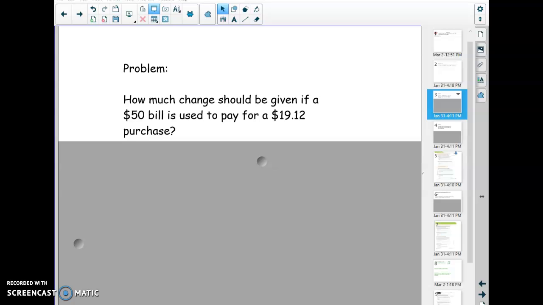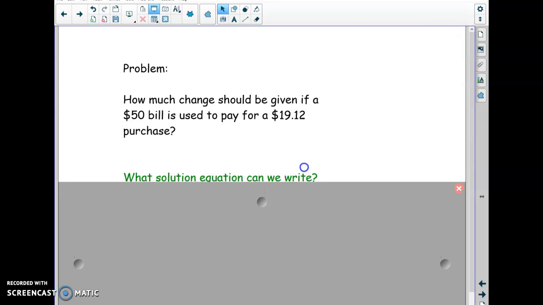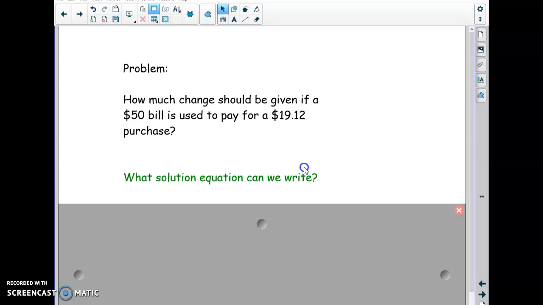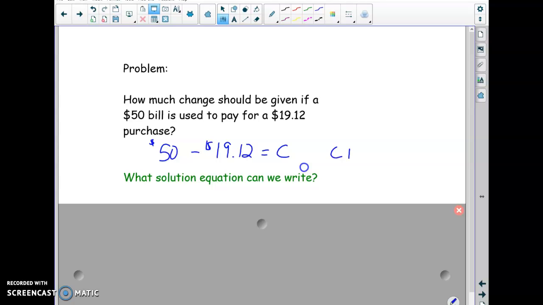How much change should be given if a $50 bill is used to pay for a $19.12 purchase? Okay, so remember our first step is what solution equation can we write? And you might think of this one of two ways. I think most kids would think of that as $50 minus $19.12 equals, I'm going to pick C for change. It doesn't really matter what letter I use there. Other people would think of it as the change plus the $19.12 would add up to 50.